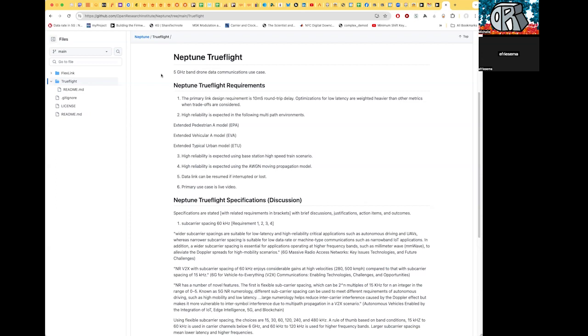The fifth requirement has caused some controversy over Neptune's life, whether or not our data link can or should be resumed if interrupted or lost. Because we live in a world where there are man-made interference and jammers, whether intentional or unintentional, we believe that this is an important requirement, that the link can be reestablished, resumed if it's interrupted or lost.